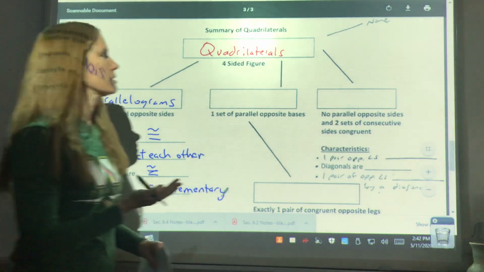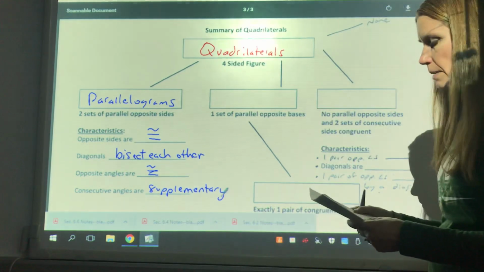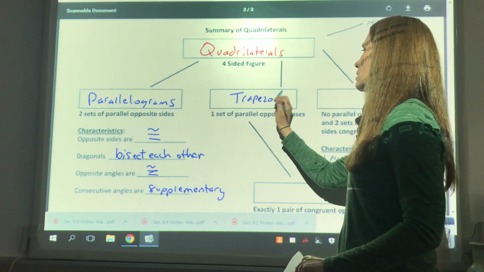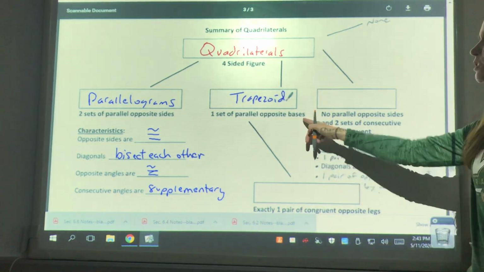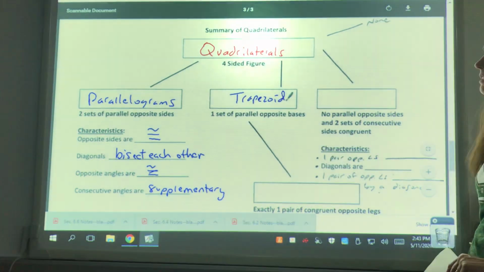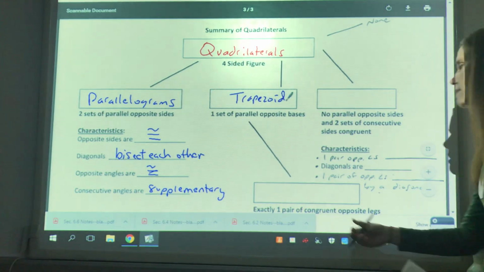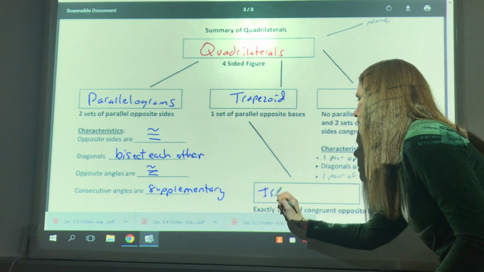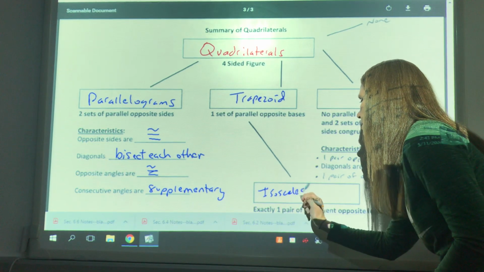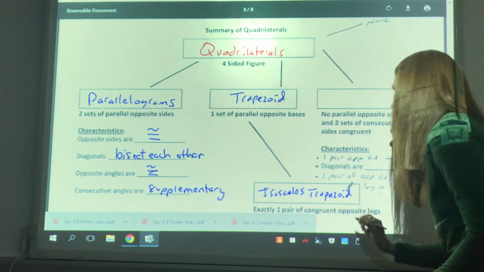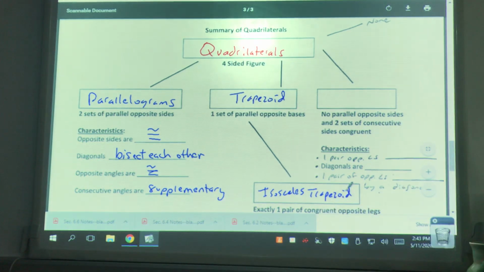So the next type of quadrilateral that we talked about was a trapezoid. Okay, and it has one set of parallel opposite bases. And then more specific than just a trapezoid is an isosceles trapezoid. Okay, and it has exactly one pair of congruent opposite legs. And that's what specifically makes an isosceles trapezoid.